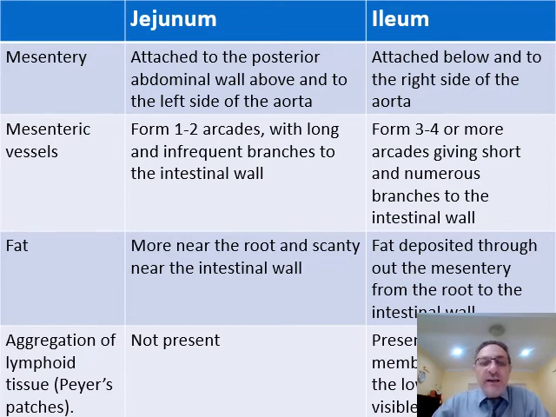Blood vessels are arranged into 1 to 2 arcades in the case of jejunum, 3 to 4 arcades in the ileum. Fat is more near the root and scanty near the wall in the case of jejunum. In the case of ileum, the fat is deposited throughout the mesentery from root to wall. Aggregations of lymphoid tissue, or Peyer's patches: there are no Peyer's patches in the jejunum, they are present in the ileum.